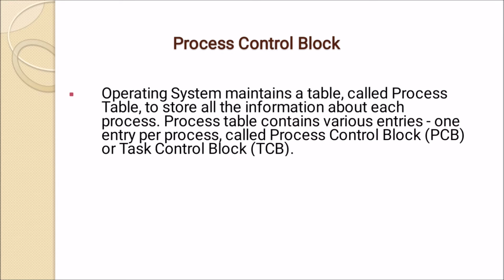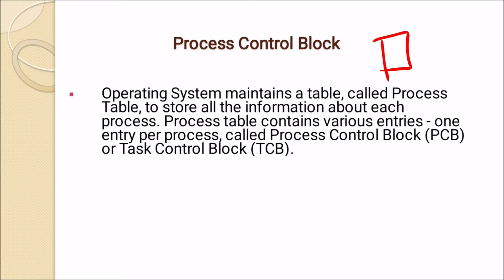This is the responsibility of the operating system. So, what does the operating system actually do? The operating system maintains a table, which is called the process table, to store all the information about each process. So for storing information about each and every process, the operating system maintains a table called the process table. The process table contains various entries.